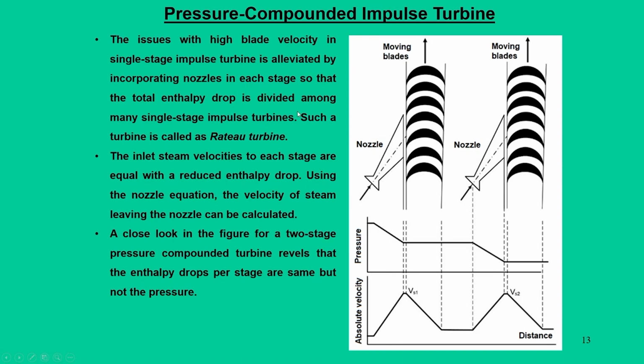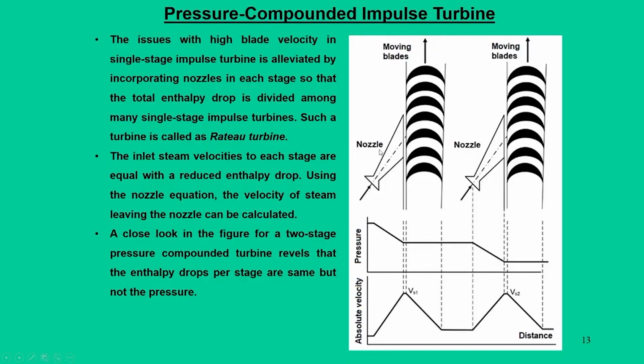Basically, pressure compounding is a method in which each moving blade will be associated with its own respective nozzle. That means the same nozzle will not supply the fluid to all the moving blades, rather we will have different nozzles for each set of moving blades. Now, if you do that, how does it work then?